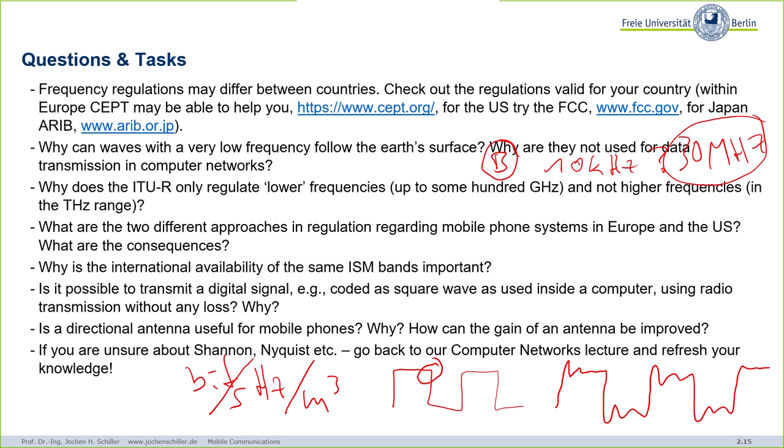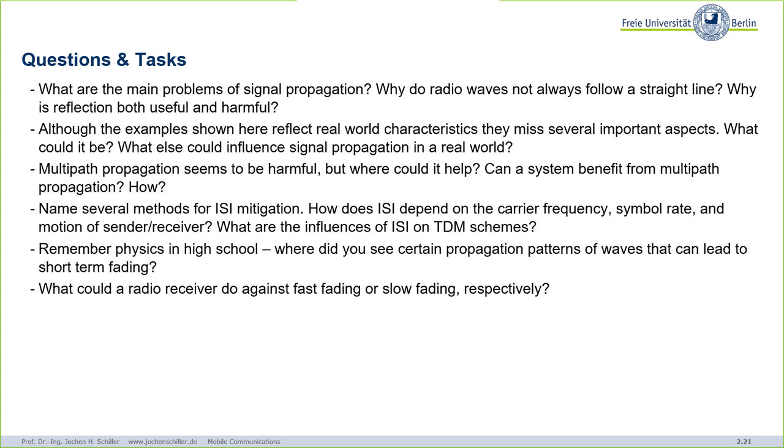Okay, that much, I guess, to these really lower layer things. Any more questions there? Because then we will go to slide 21. So in this rather shorter section, I covered a bit about signal propagation.